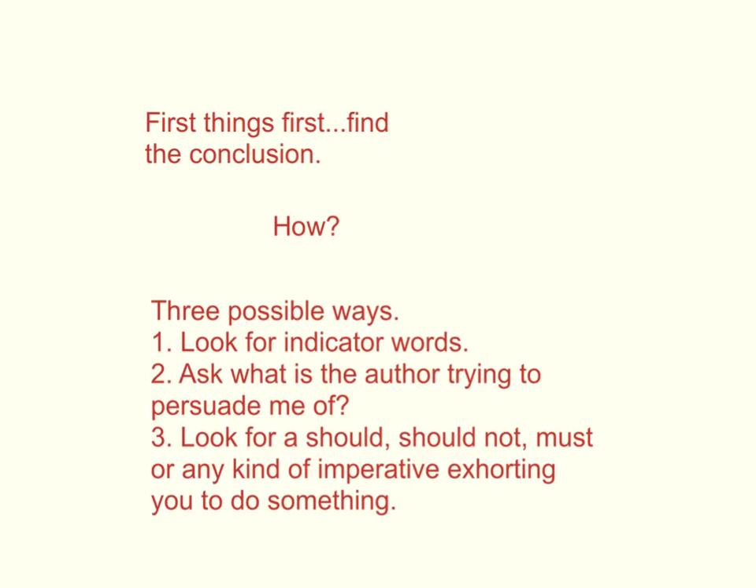So the first thing that I'm going to have to do, or the easiest way to approach this, is to find the conclusion. How? I'm going to give you 3 possible ways, and I'm going to give you a warning. 1, you're going to look for indicator words, and you have a list of those in your book. Number 2, I'm going to ask, what is the author trying to persuade me of? Number 3, I'm going to look for should not, must, or any kind of imperative exhorting you to do something.